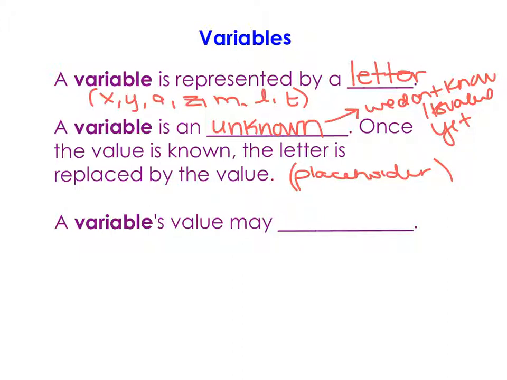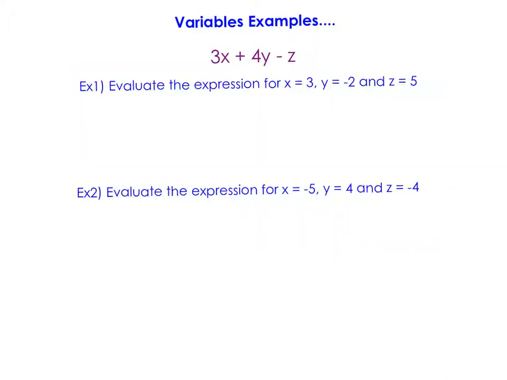A variable's value, based on its name, may also vary. So depending on the situation, the value of, let's say we used X, could be 5 the first time, 3 the second time, and 8 the third time. It can vary depending on how that variable is being used.